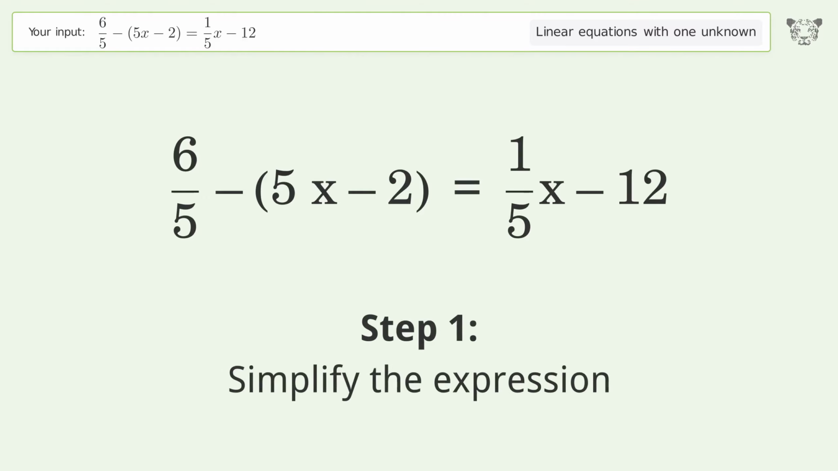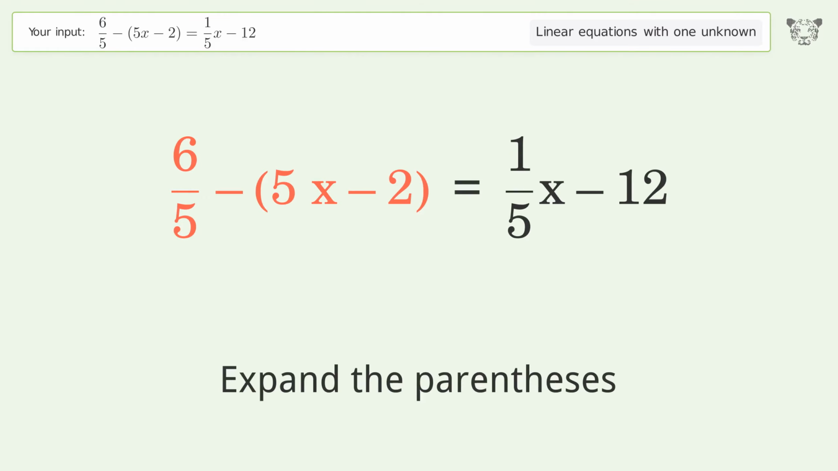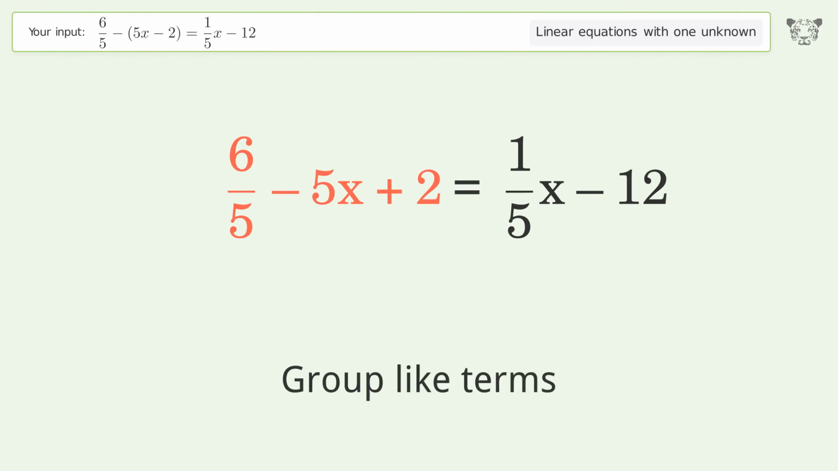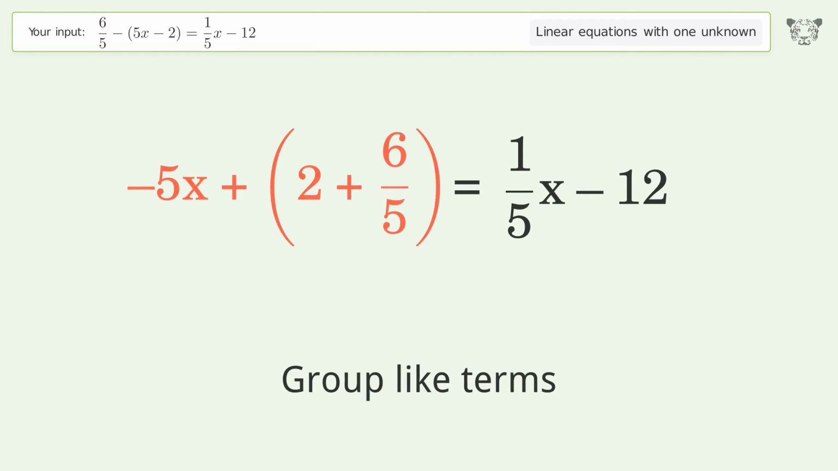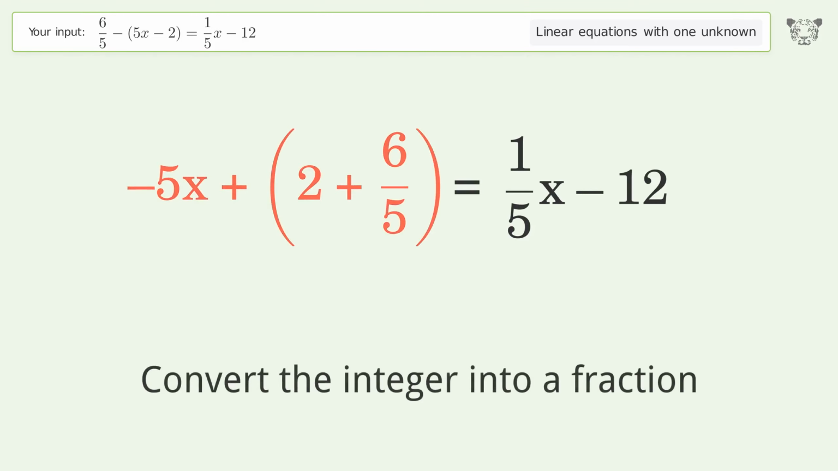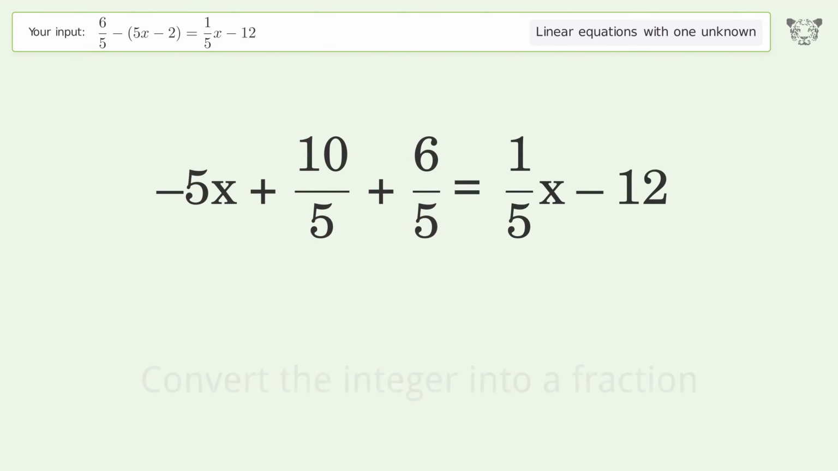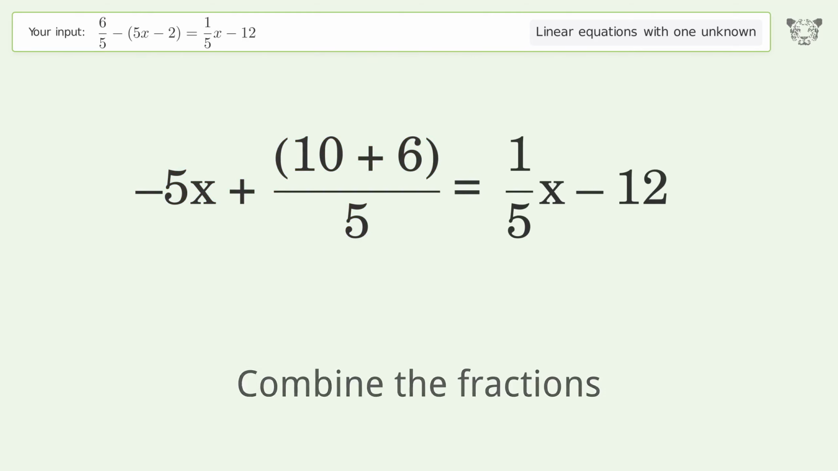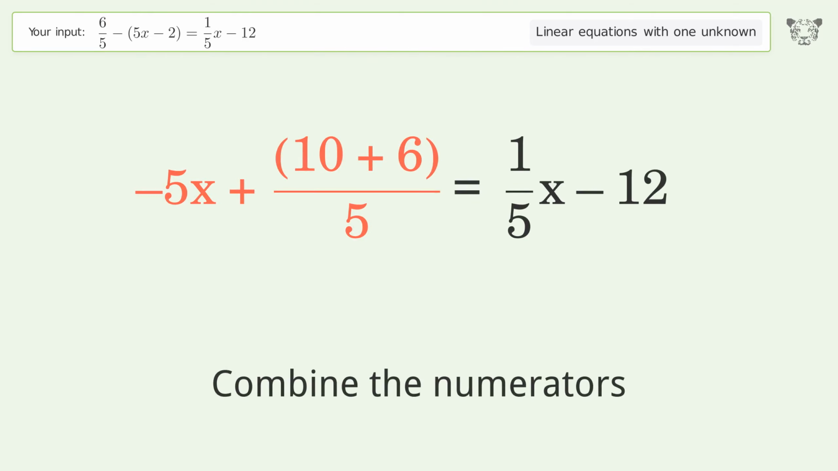Simplify the expression. Expand the parentheses. Group like terms. Convert the integer into a fraction. Combine the fractions. Combine the numerators.